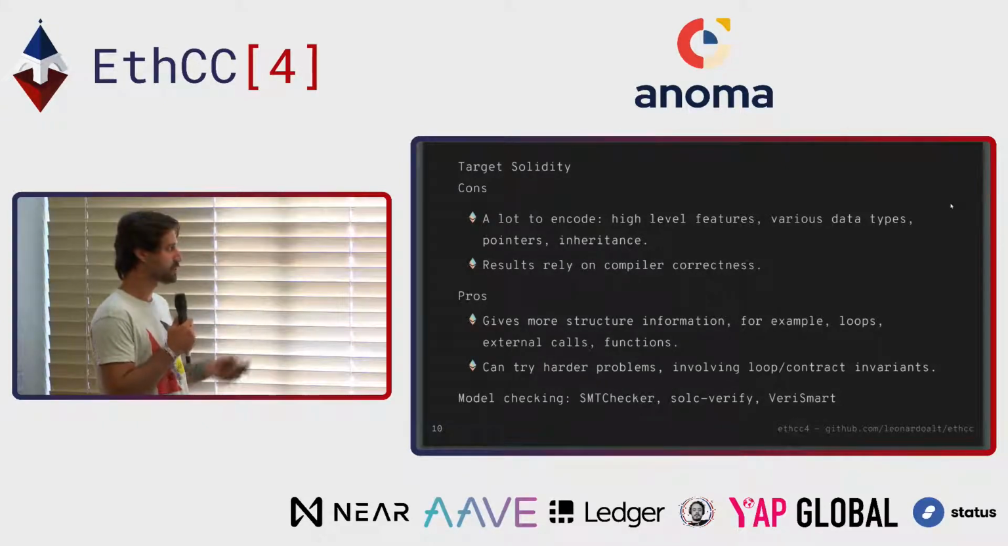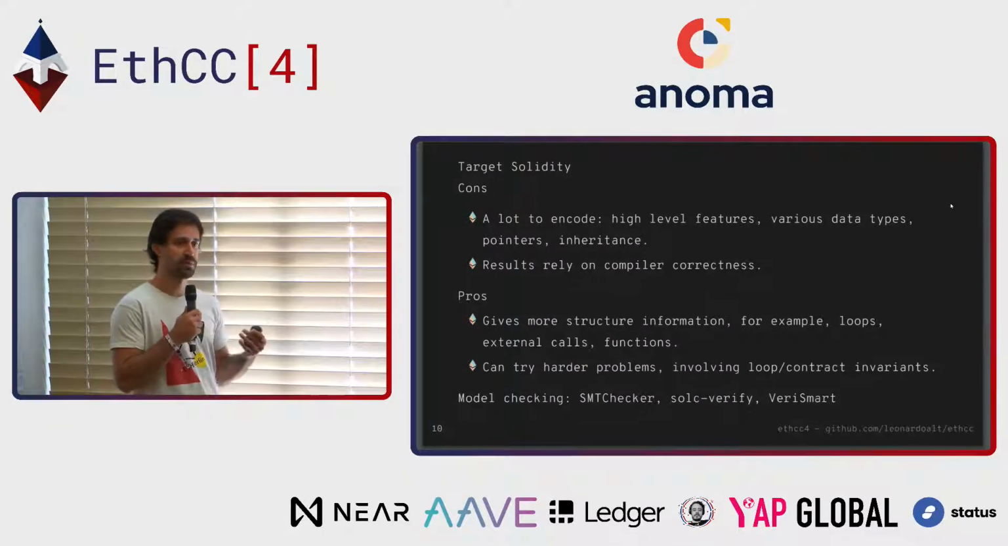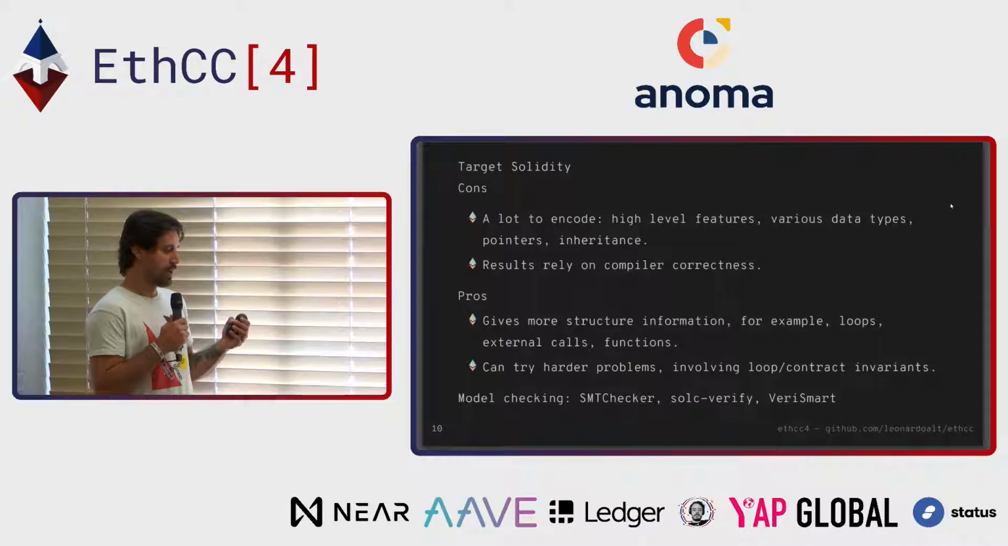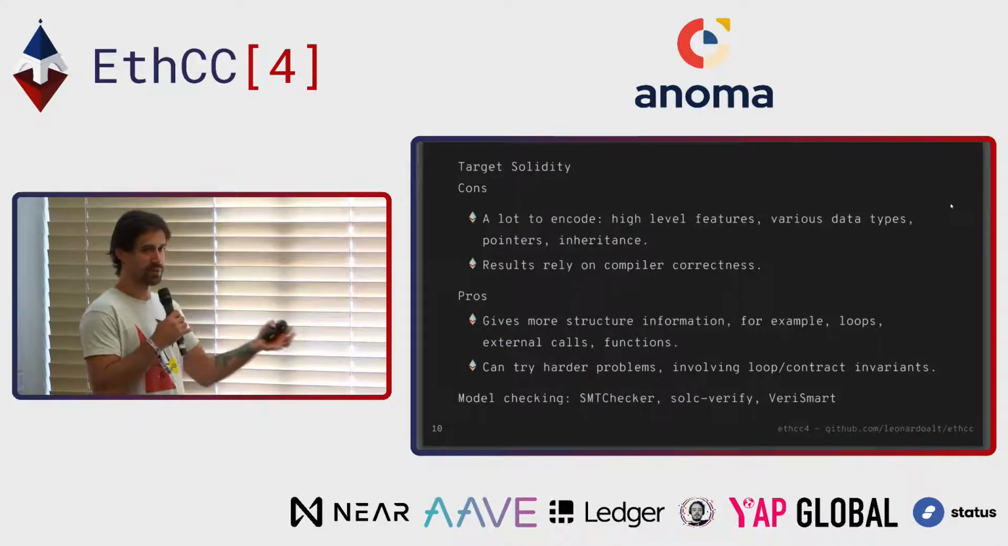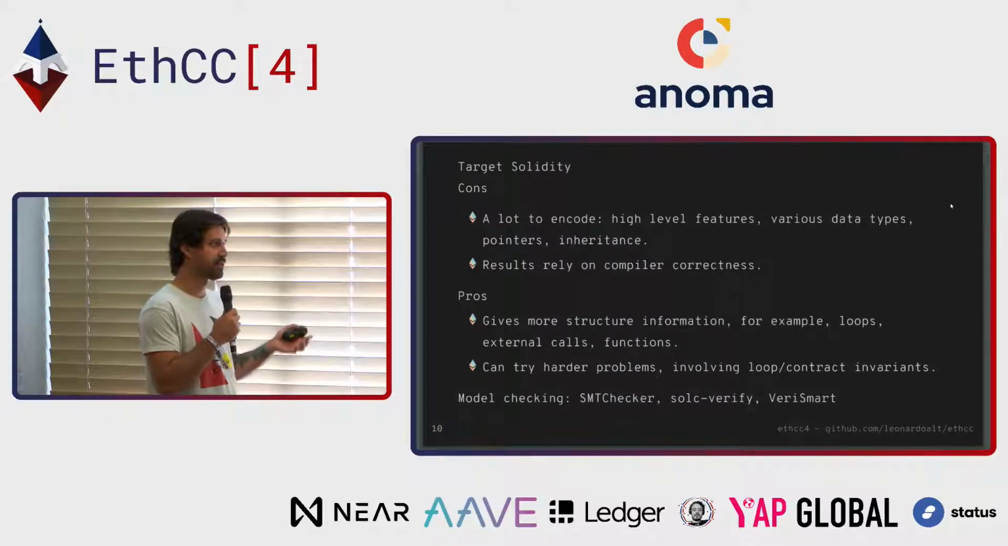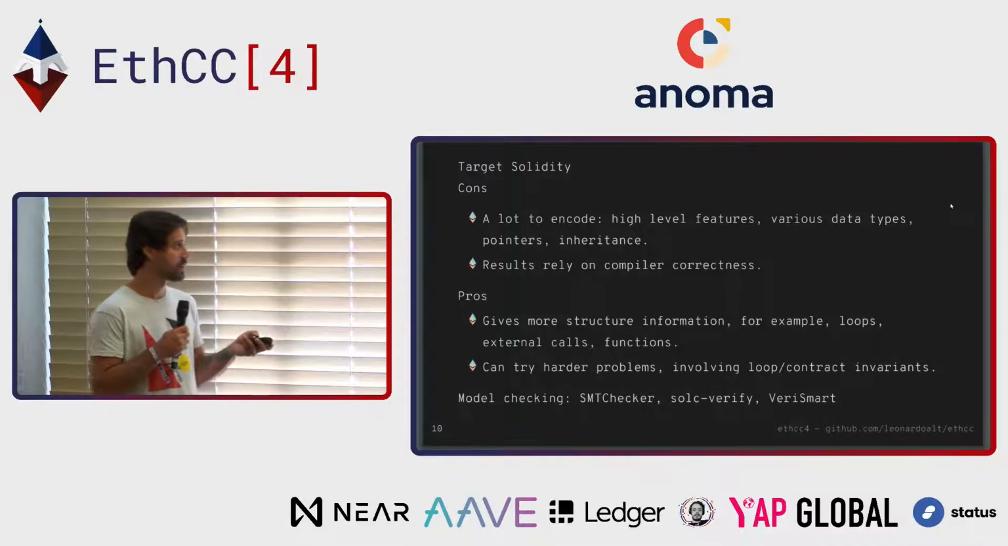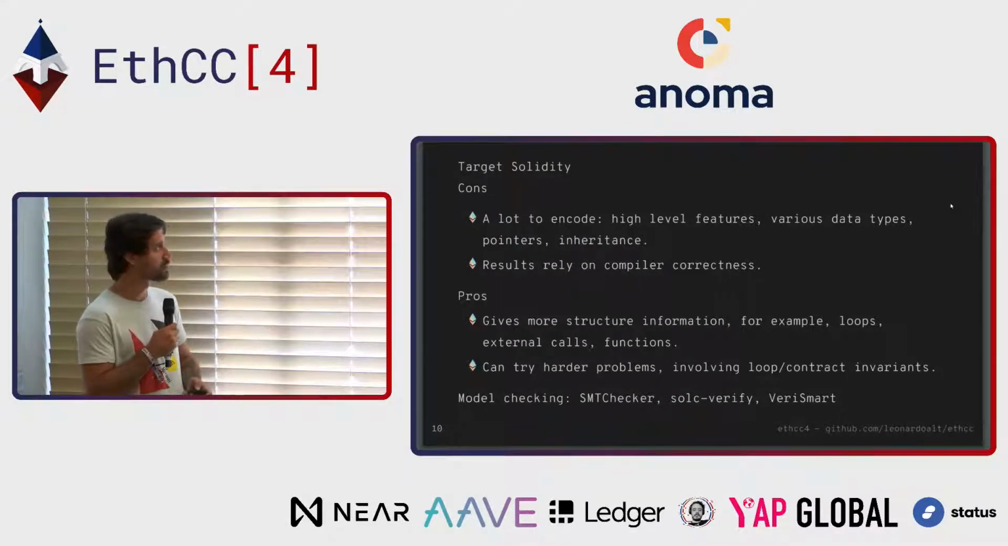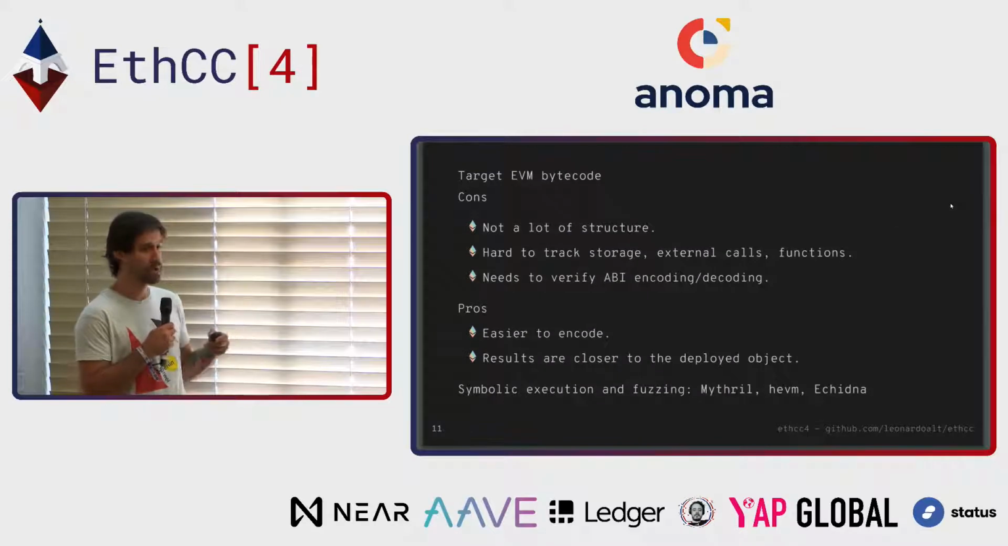Some pros of this approach are you have a lot more structure and information in the program. So you know what loops look like, you know what external calls look like, you know what state variables look like. So it's easier to simplify the problem sometimes. The structure of the theorem you try to prove afterwards just looks simple in general. And this enables you to try harder problems that have loops, contract invariants, and all sorts of complicated stuff. And out of the tools that I mentioned before, the SMTChecker, Solidity verify, and very smart adopt this approach. The other tools, they target EVM bytecode.